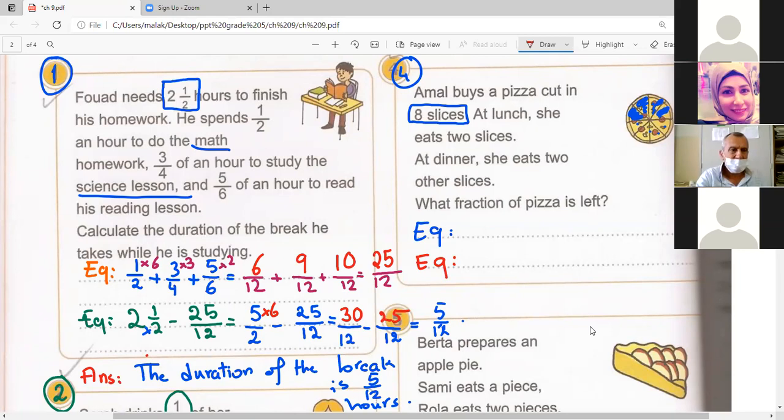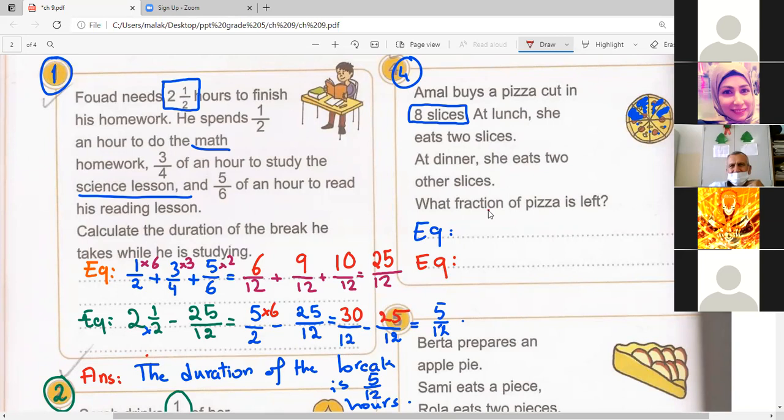So how many pieces did she eat at lunch and at dinner? Four. So what shall I do in order to write the equation? We will add both. Bravo. How do we write them? We will write them as fractions. We will add what? 2/8 + 2/8. Exactly. The denominator equals 8 because it represents the total number. So it's 4/8. So she ate 4/8.